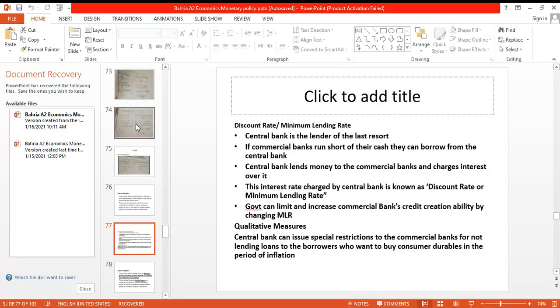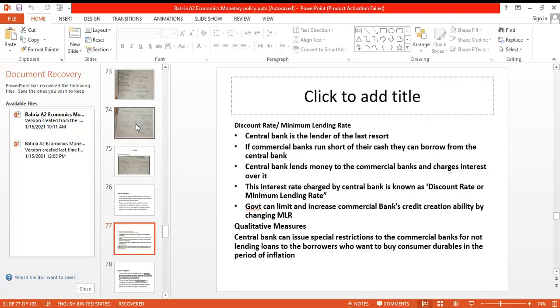So the central bank will lend money only in the end. That is why the central bank is also called the lender of the last resort. Okay. And when the central bank lends money, it will lend it, of course, at an interest rate. But this interest rate is the lowest interest rate at which you can borrow.